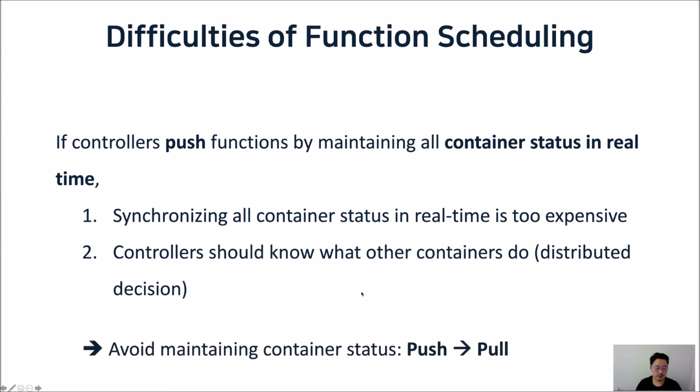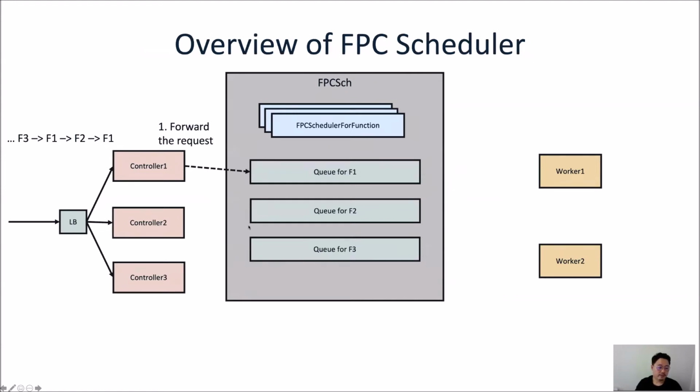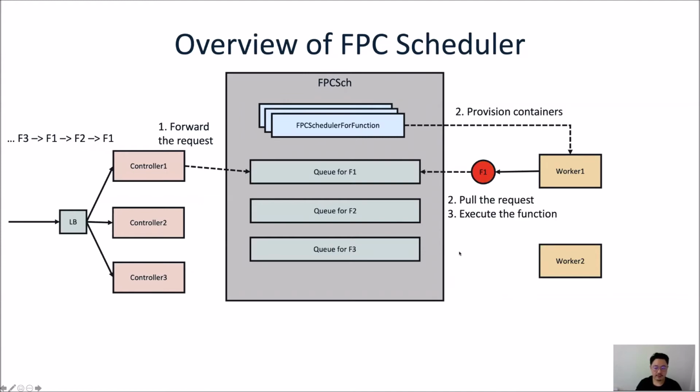So we changed the order from the push-based one to the pull-based one. In our scheduler, each container pulls its corresponding function requests from the queue. So we named it function pulling containers. At first, the controller just forwards the request to its function queue. Since there is no container, our scheduler provisions one container, the container pulls the requests, and it will execute the function. After the execution, it will pull the next request and execute the function again and again.